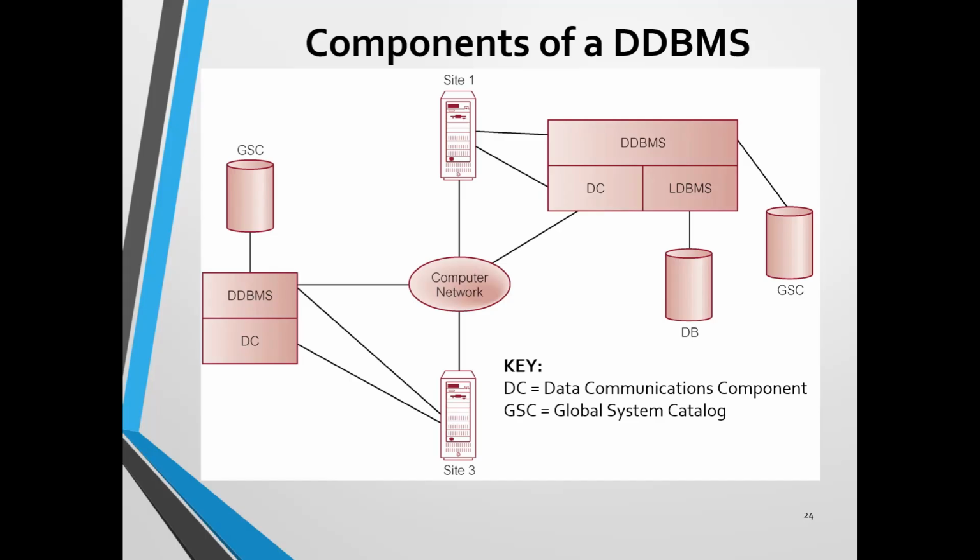Below, we see the components of a DDBMS. In the DDBMS, we have the DC, we have the LDBMS, whereby we have the DC, meaning the data communication component, then the GSC, meaning the global system catalog. Very examinable point. So we have the computer network in between, connecting site 1 and 3. Then we have the GSC, the global system catalog, connected to the DDBMS, and the DC, the data communications component.